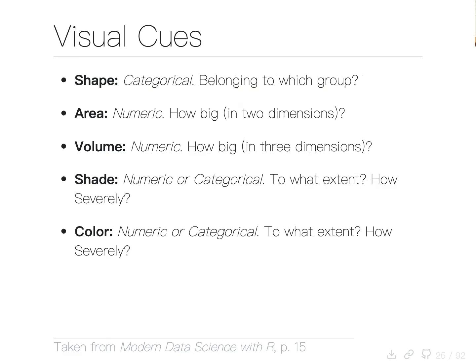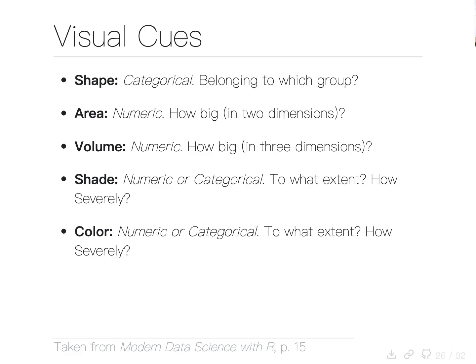But you also could do things like circles that you're scaling by a single dimension, and you'll have some distortion there, but it's generally going to work better, at least. Volume, same sort of thing. And then shade and color. So shade is almost always going to be numeric, but it can be categorical. If it is categorical, it's almost always a numeric variable that has been binned into categories, right?